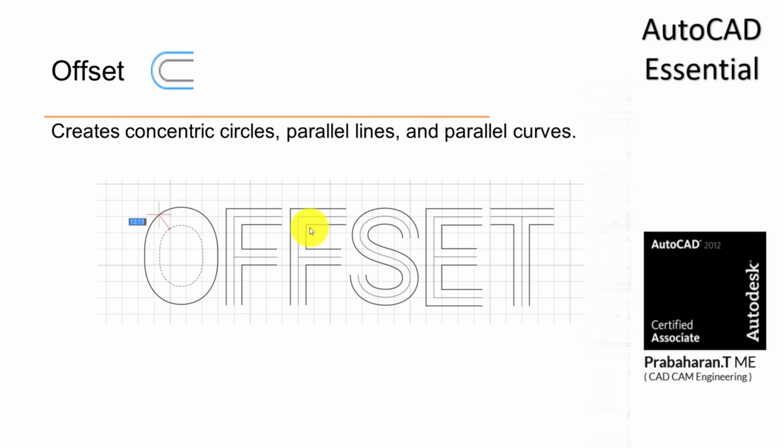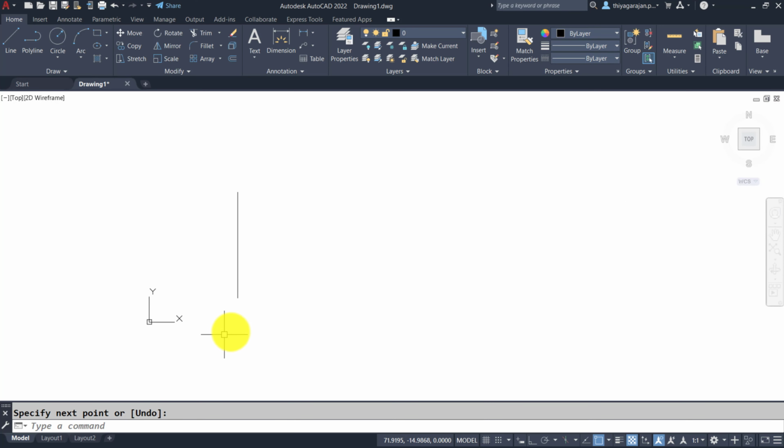Next is offset. Offset is the command used to create concentric objects. In a similar way we can use this command for creating parallel lines and parallel curvatures. This is similar to copy, but it has a unique feature. I have a vertical line, and I want to take a number of copies. Each line must have a 10 mm gap. Let me try with the first copy.